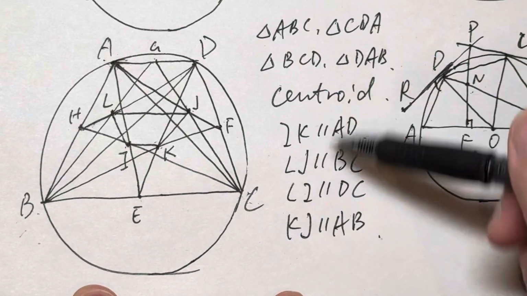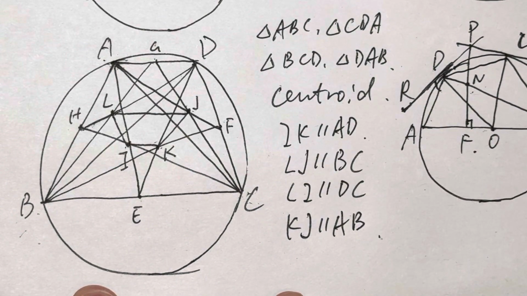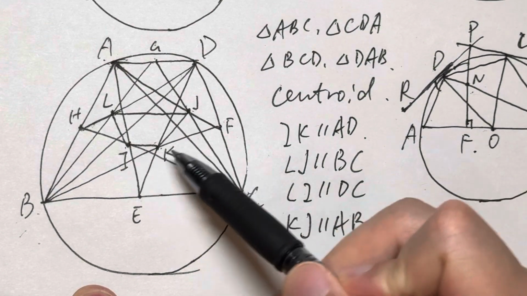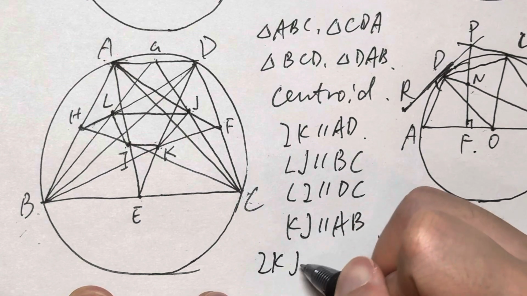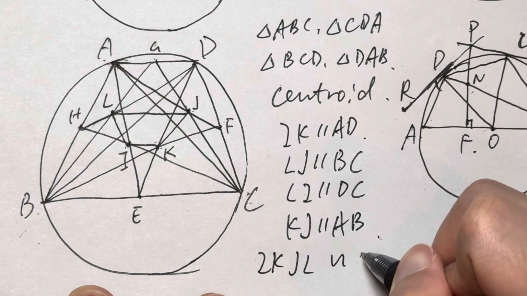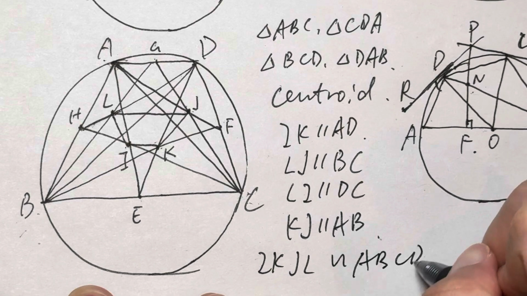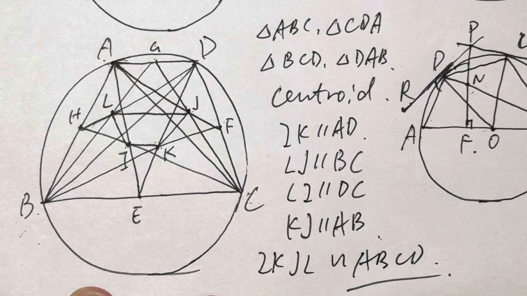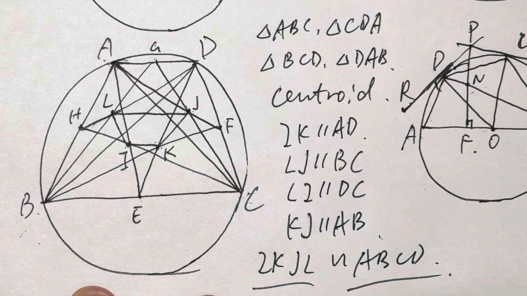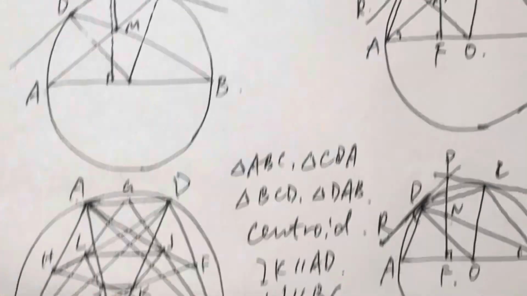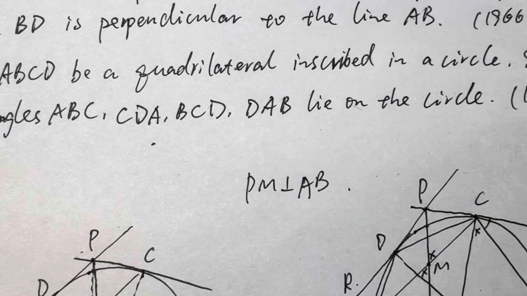Because all of the corresponding sides are parallel. So we know that IKJL is similar to ABCD. And we know ABCD is cyclic. That means IKJL is a cyclic quadrilateral. And we're done here.